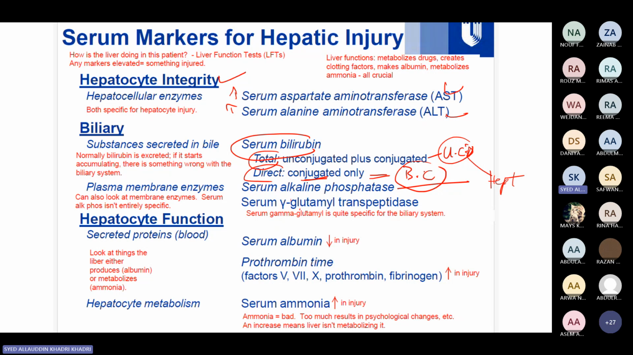When the injury is there, serum albumin is not produced and becomes decreased. Prothrombin time increases due to non-production of the coagulation factors. The PT will be increased, causing bleeding. Hepatocyte metabolism: when the hepatocyte becomes injured, serum ammonia is increased and goes into the brain, causing hepatic encephalopathy, with psychological changes. And these are the cardinal manifestations which I'm trying to explain to you in this particular slide.